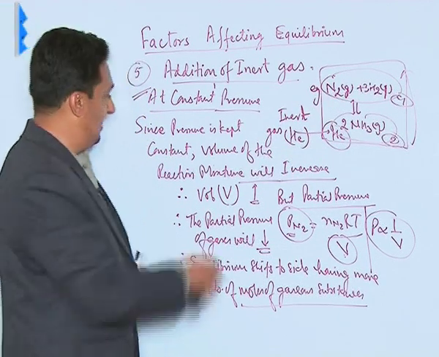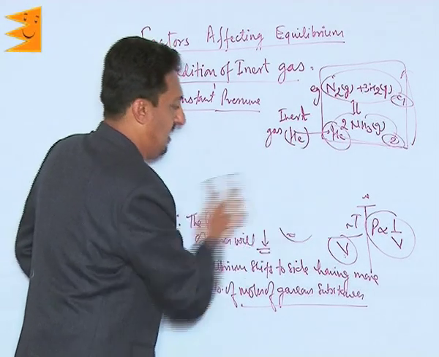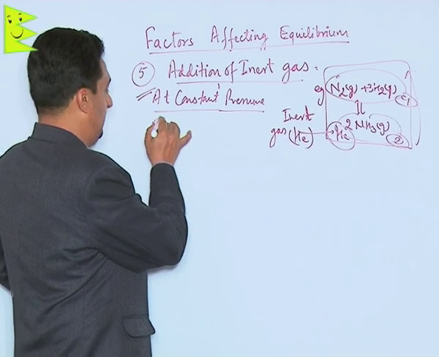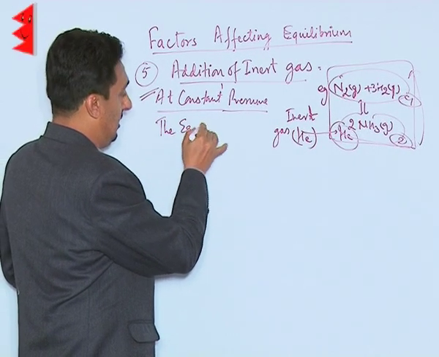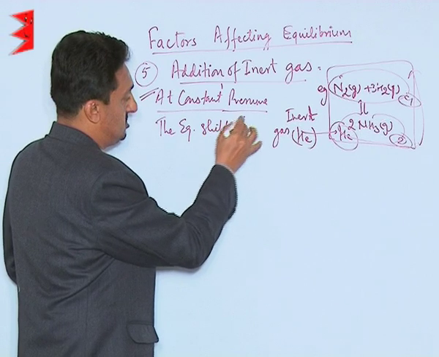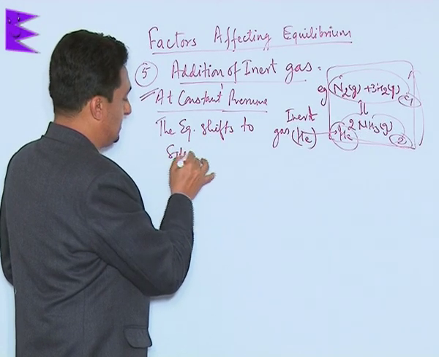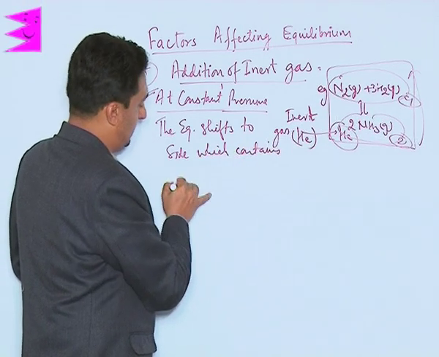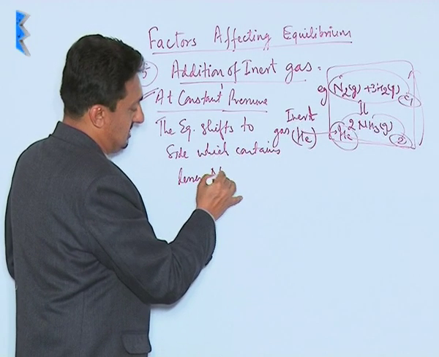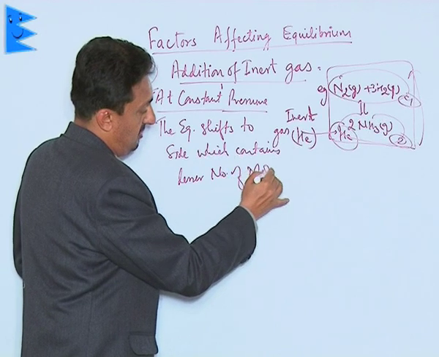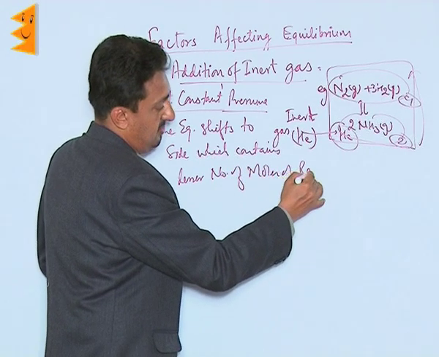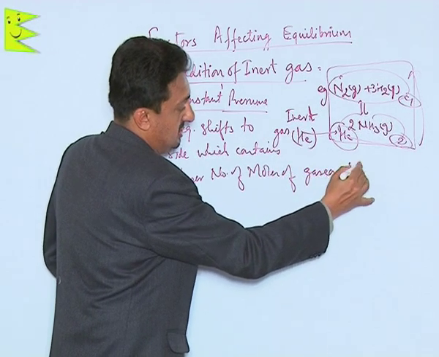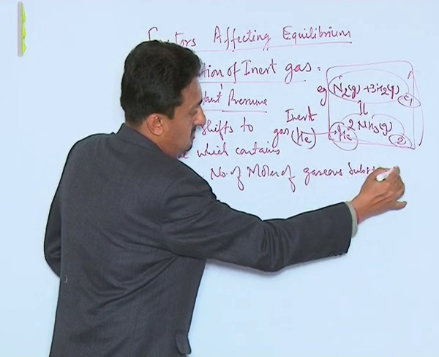So it's very simple that whenever an inert gas is added at constant pressure, the equilibrium shifts to the side which contains lesser number of moles of gaseous substances.